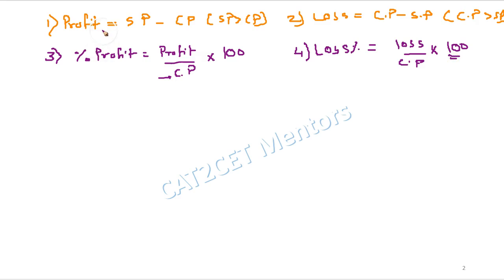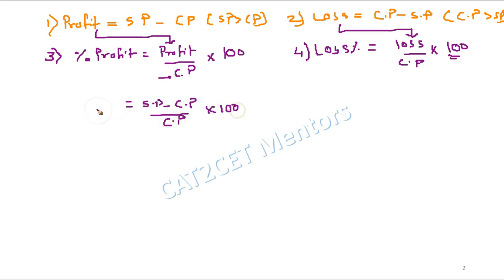Now if I substitute the formula for profit, or I substitute the value of loss in this formula, I can simplify or rewrite the above formula as SP minus CP upon CP multiplied by 100. This is my percentage profit. Similarly, percentage loss is defined as CP minus SP upon CP multiplied by 100. I hope you are clear with the formulas that we have discussed right now.